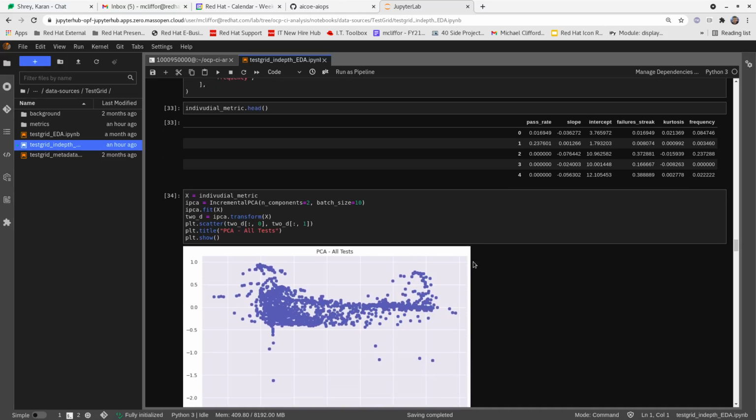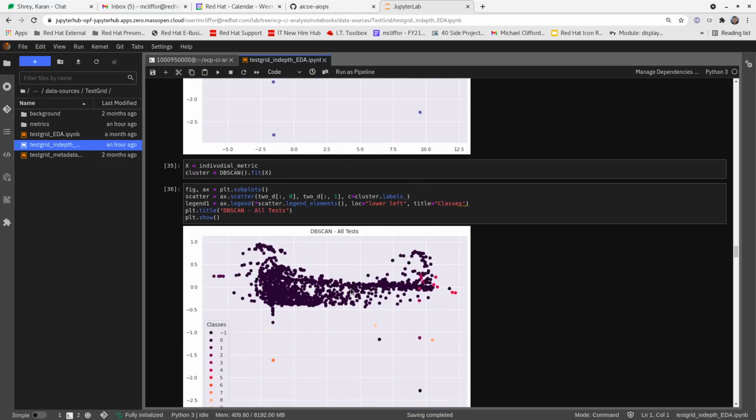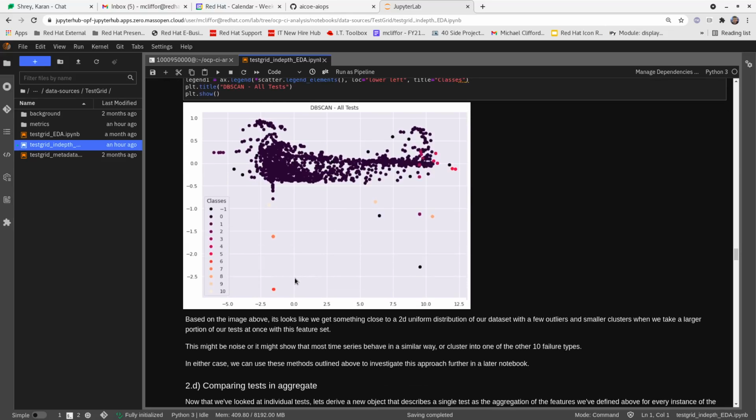And again, convert it to 2 dimensions using PCA and apply DBSCAN to see if there's any meaningful differentiation here. It looks like this is maybe not too differentiated. There's a lot of noise, but I think this is a good place to start from to identify if there's a way that we can classify the different tests based on their behavior.